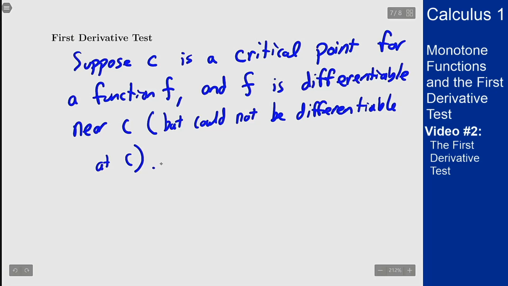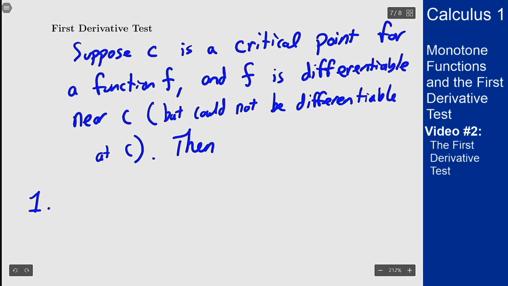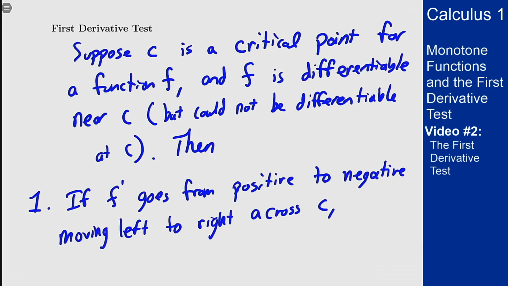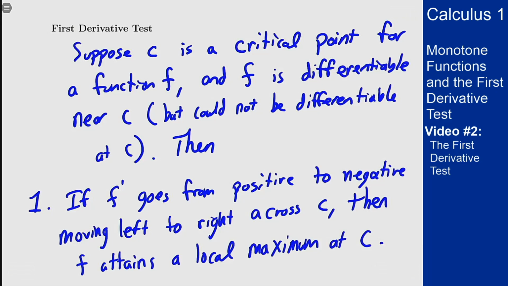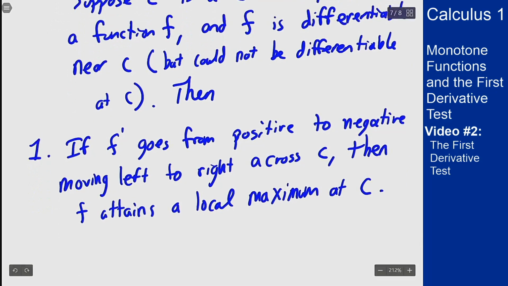Then what happens? So case 1, if f prime goes from positive to negative, moving from left to right across C, then f attains a local maximum at C. This is exactly what we talked about before. If it's positive to negative, that means increasing to the critical point and then decreasing after it, that's a local maximum. If it goes from negative to positive, then I get a local minimum.